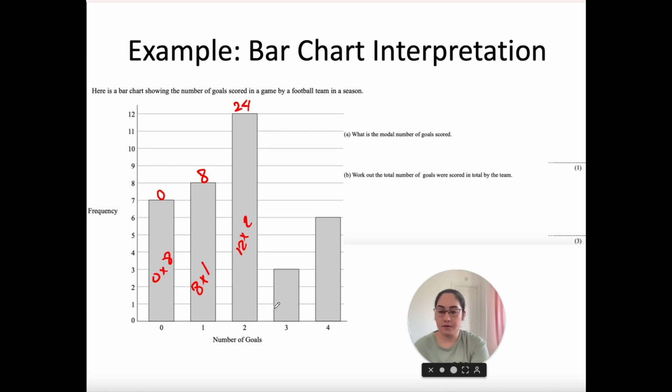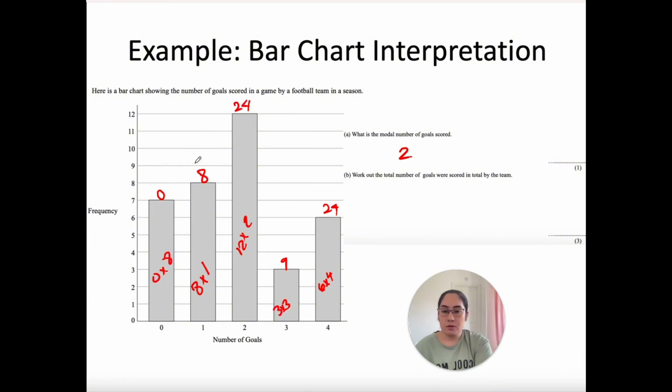And 3 games with 3 goals each gave us 9, and 6 games with 4 goals each gave us 24 goals. Now, if we want to know the modal number of goals, the mode is the one with the most frequent occurrence, the one that repeats the most, the one that happens the most. So 2 goals was the number that occurred the most. So the modal number of goals is 2 here, right?